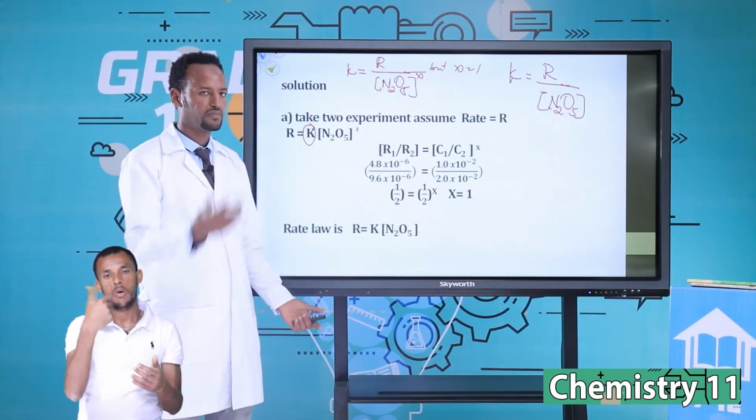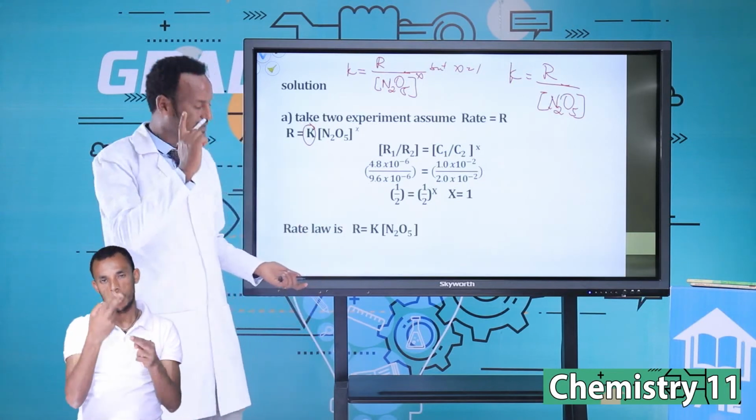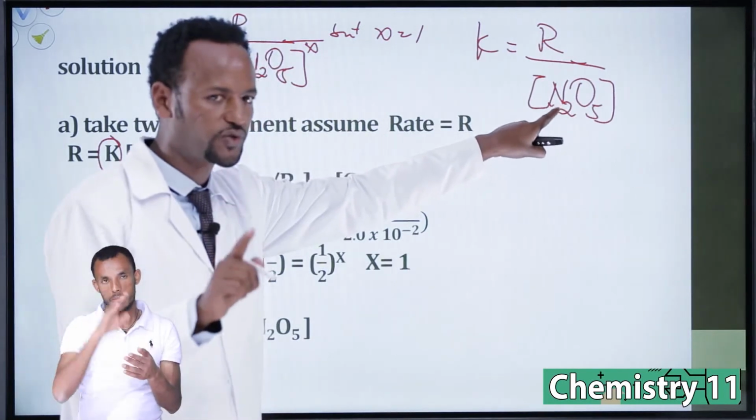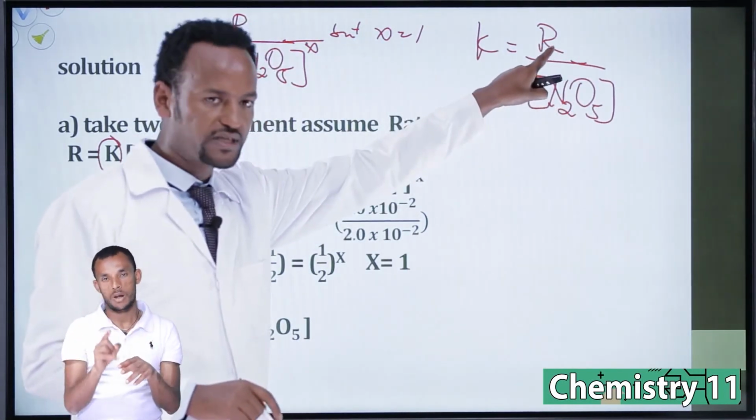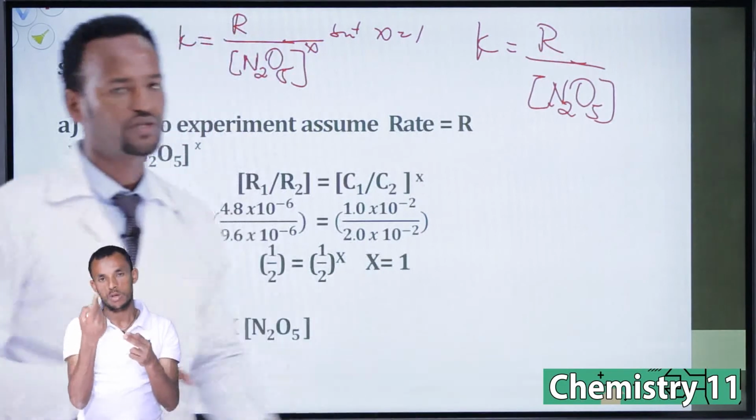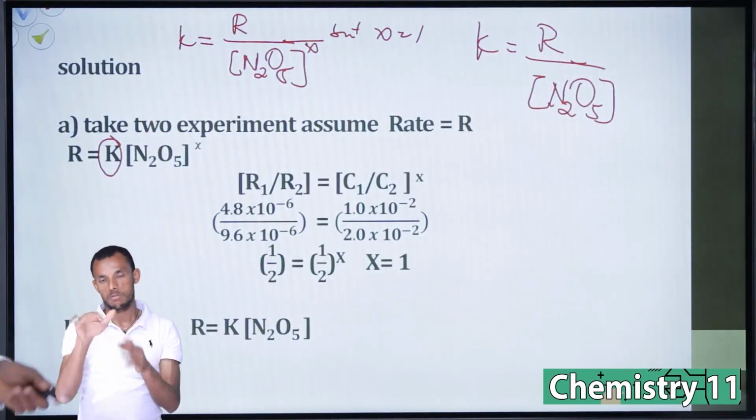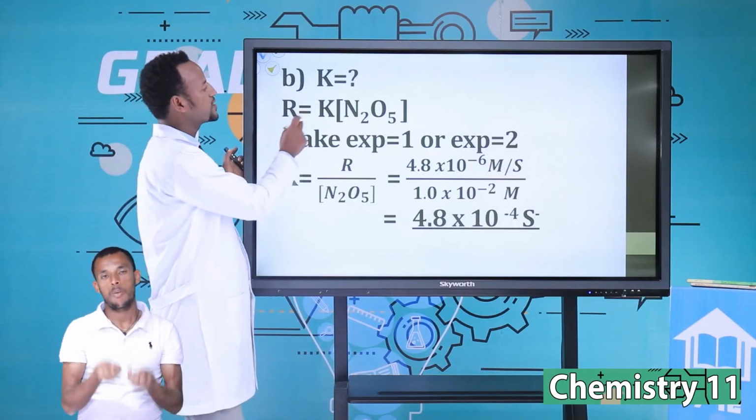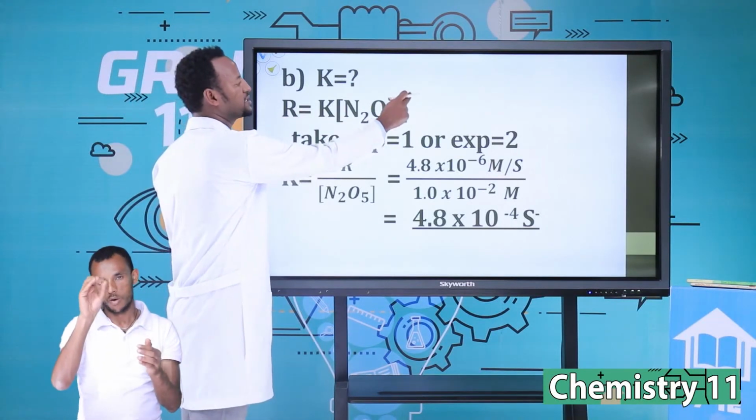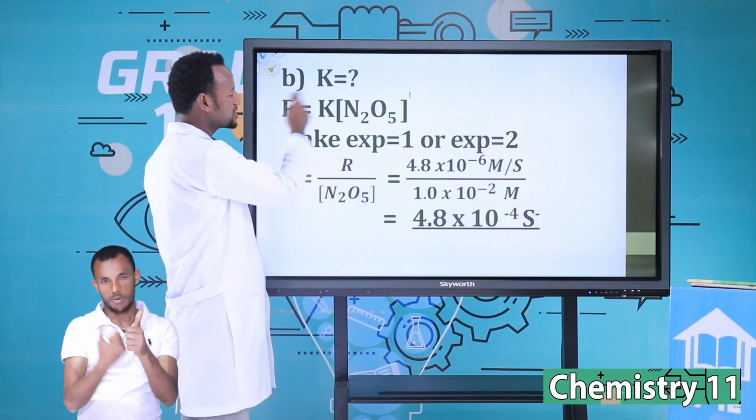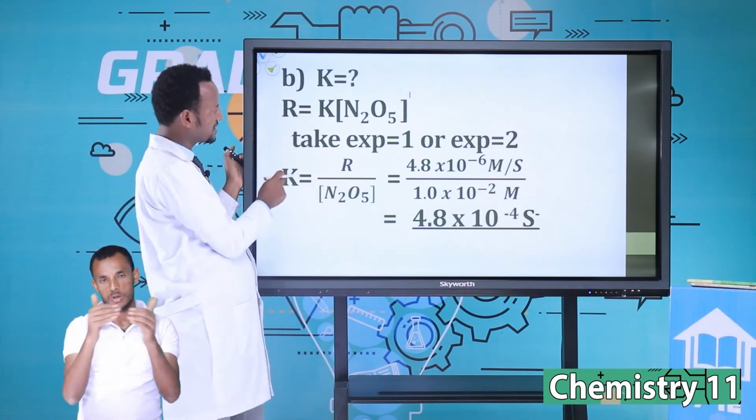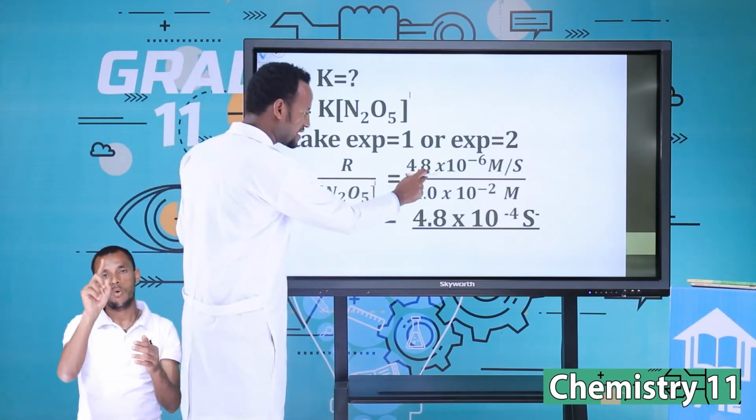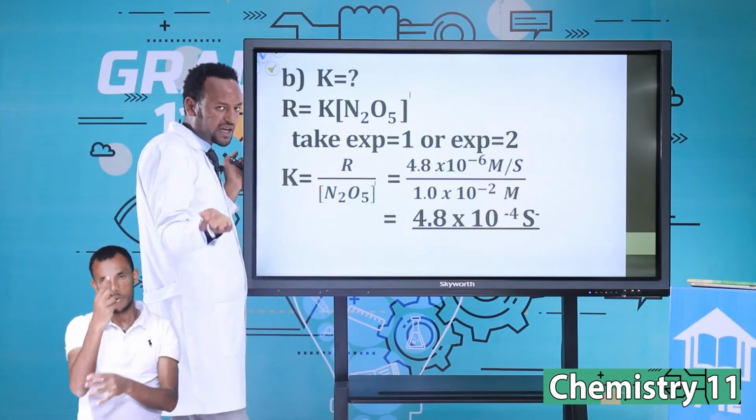Which rate? Rate 1 or rate 2 is possible. But if rate 1 is used, this must be concentration 1. If rate 2 is used, this is concentration 2. But the value is the same. Look, K is equal to how much? R is equal to K times N2O5. You know this is first order. By rearrangement, K is equal to R over N2O5 to the power of 1. Let's take experiment 1. Experiment 2 again is possible.